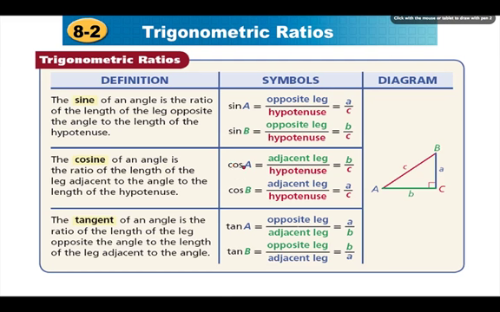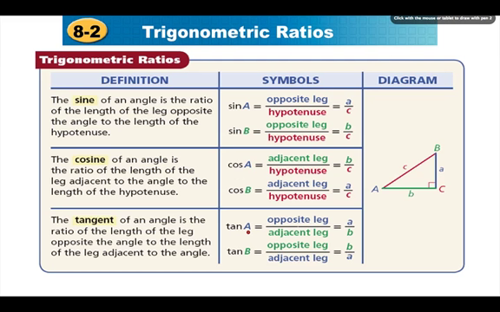Let's go to cosine of angle A. Different definition. Cosine of angle A is adjacent leg over hypotenuse. So I'm at angle A. The adjacent leg is the one next to the angle, B here. And then C is still the hypotenuse. That's what we have. Cosine of angle A is B over C.